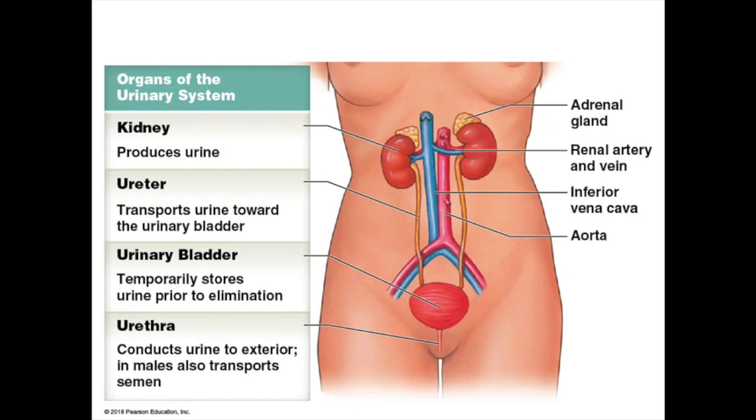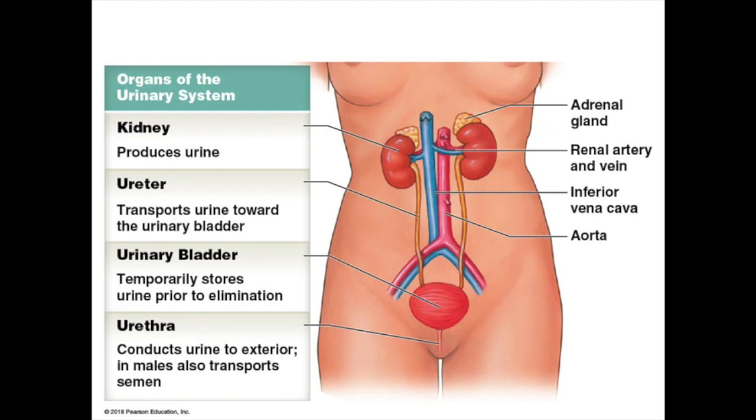Once you recognize the structures, you could then think about a main function, a simplified version of a function. On the left, you see that the kidneys produce urine, and the urine is then drained into the urinary bladder through the ureter, and then will exit the body through the urethra.